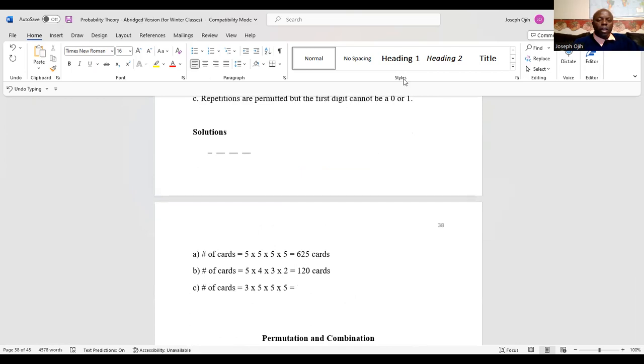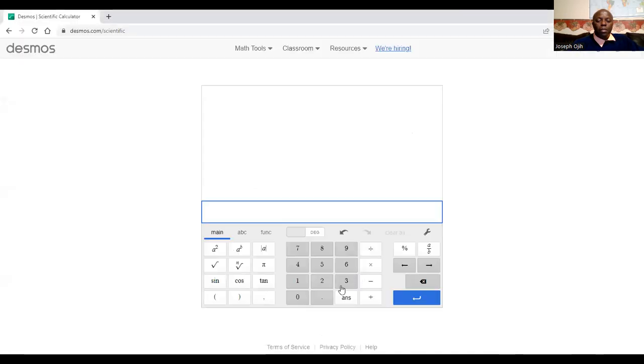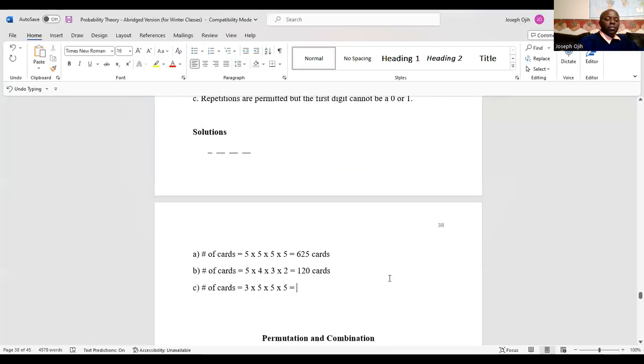So this gives us 3 times 5 times 5 times 5, which is 375 cards coming in. 375 ID cards. Any other question?